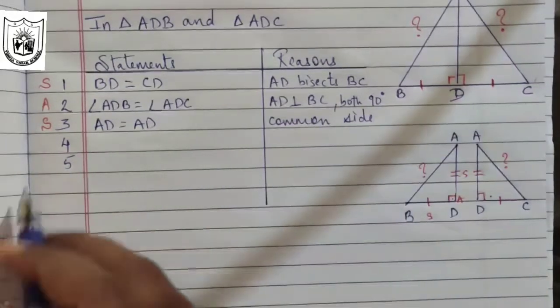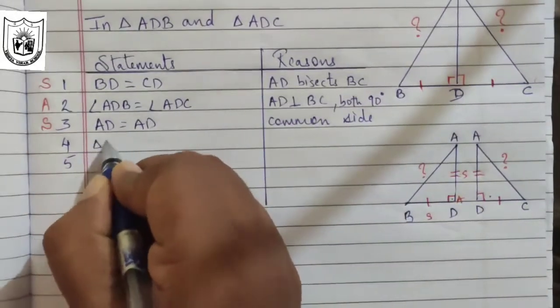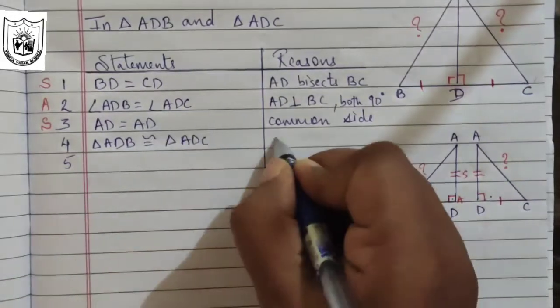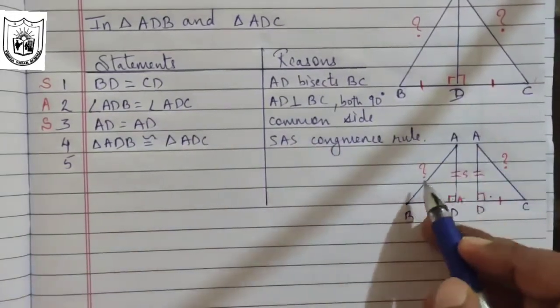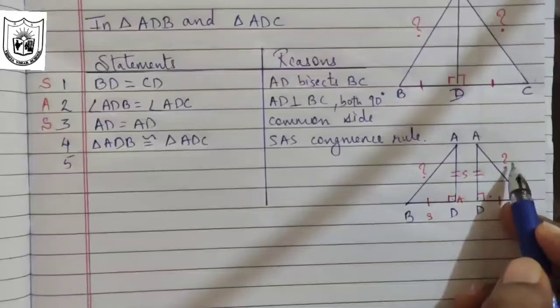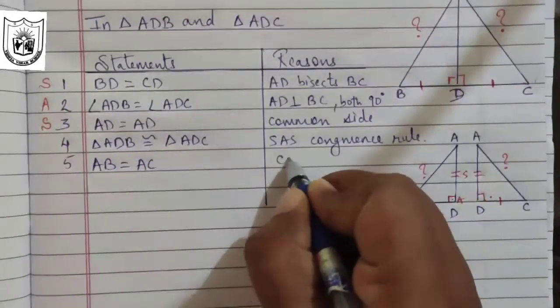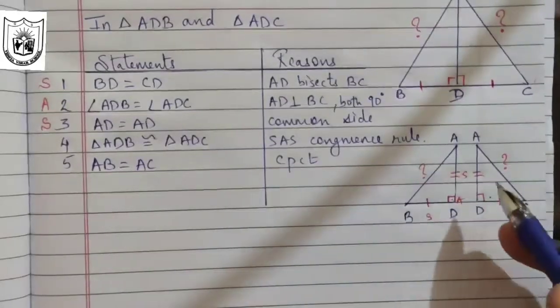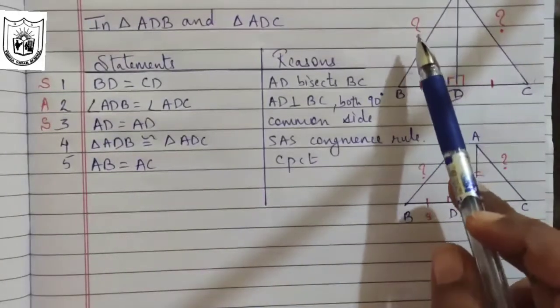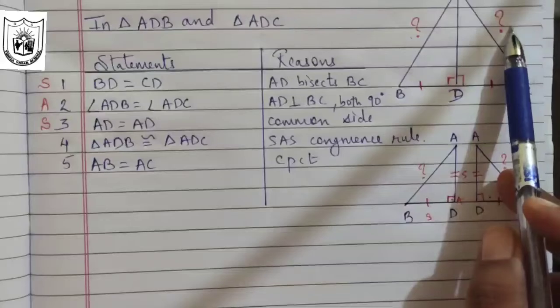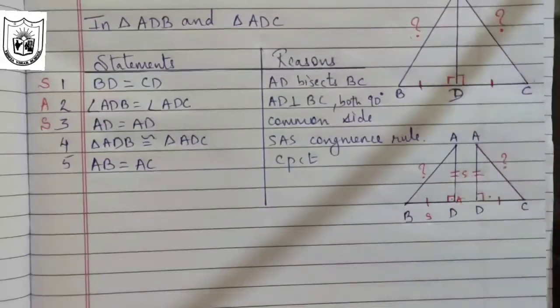Therefore both the triangles are congruent by SAS congruence rule. Hence we can say that these two sides also will be equal. The reason will be CPCT. And in the given triangle, if these two sides are equal, therefore we can say that definitely this is an isosceles triangle.